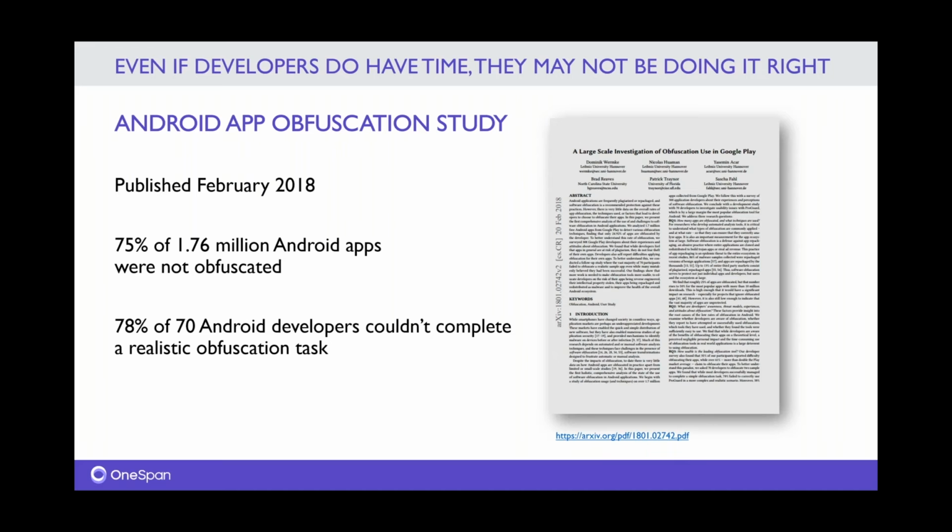And what's also interesting here is Android Studio itself. That's the official free tool provided by Google for developing Android apps. It includes a free obfuscation tool within it. But this study actually found that even developers that thought they had obfuscated their app hadn't actually done it correctly. As a part of the study, they brought in 70 developers into a lab, and 78% of them couldn't complete a realistic obfuscation task.